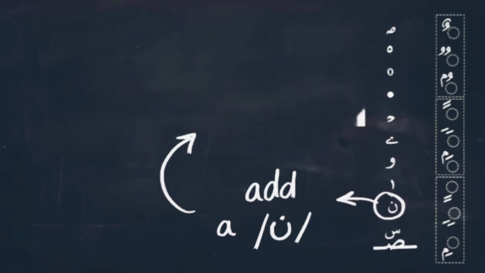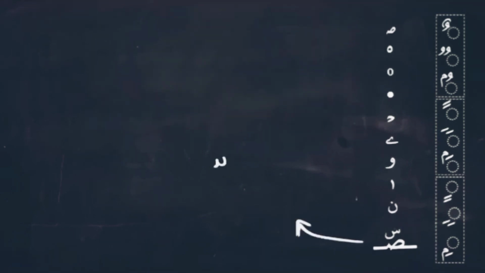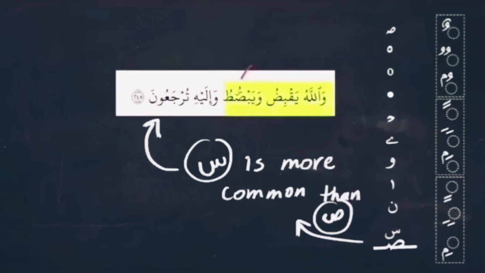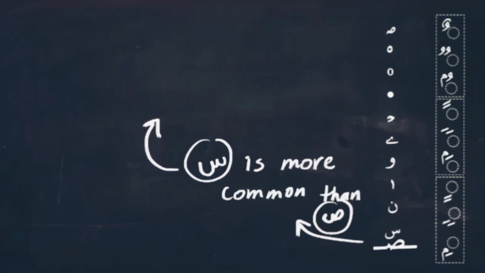Last is the sin, and there are two possibilities here for this sign. The first is when it comes above the sad, like what you see here, like in this example. Wallahu yaqbidu wa yabsutu. And it means that even though the word is originally pronounced or written using the sad, it is better or more common to pronounce the sin instead of sad. So it is better to say wa yabsutu. So you pronounce the sin instead of the sad.